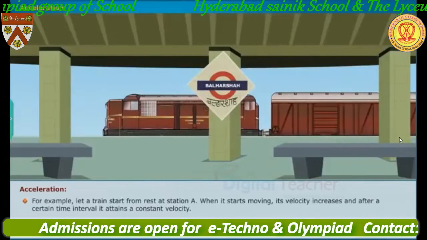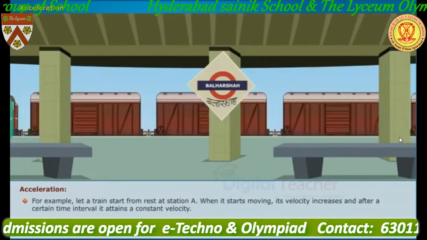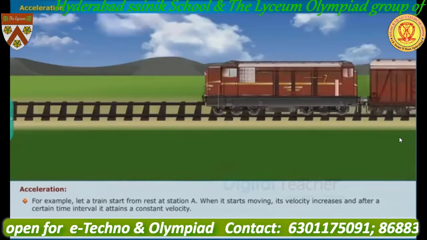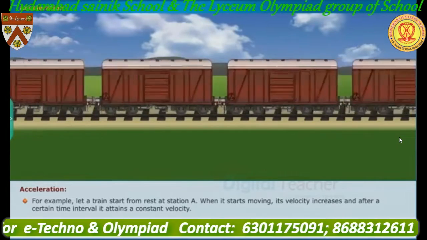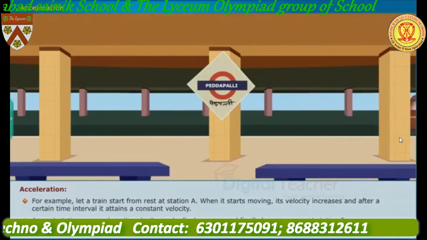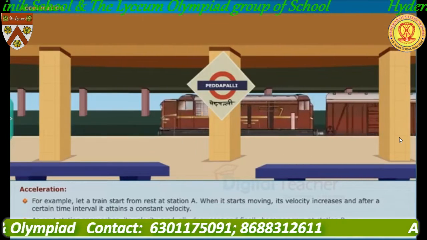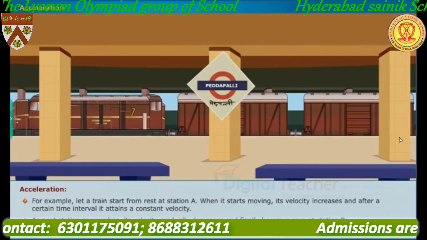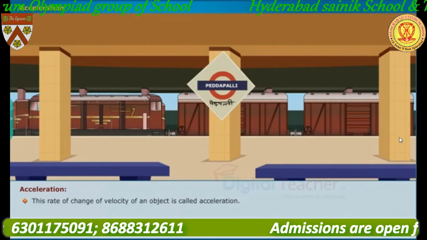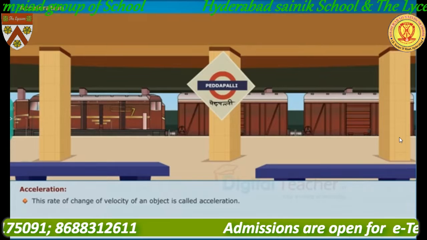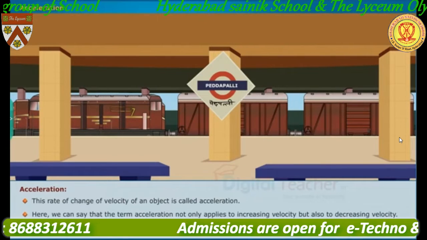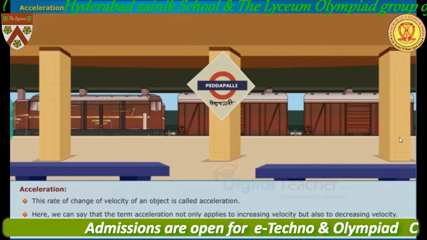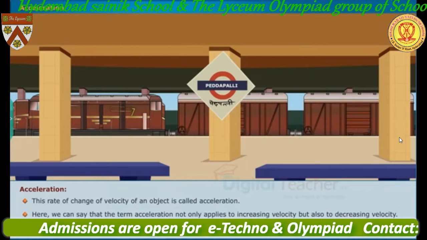For example, let a train start from rest at station A. When it starts moving, its velocity increases, and after a certain time interval, it attains a constant velocity. As the next station approaches, its velocity gradually decreases and finally becomes zero at station B. This rate of change of velocity of an object is called acceleration. Here, we can say that the term acceleration not only applies to increasing velocity but also to decreasing velocity.